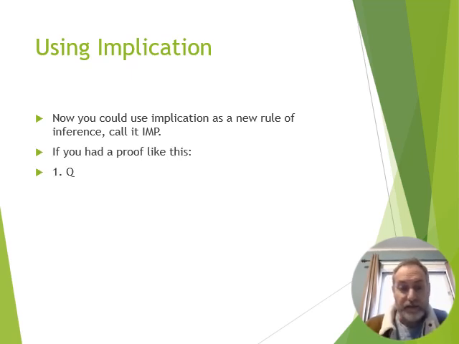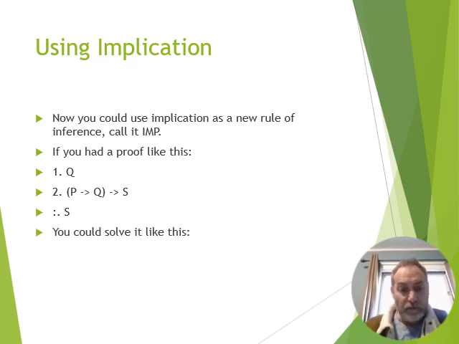So suppose you had a proof like this. You've got Q as one premise. You've got if P then Q then S as another premise, and you're trying to prove S. Well, you could solve it like this. Right, line 3, you could use implication from line 1. You got Q, right? So I can create a conditional with Q as the consequent.